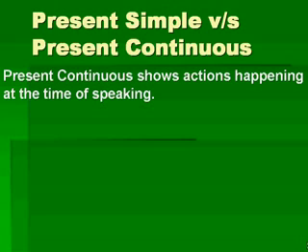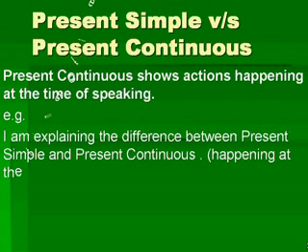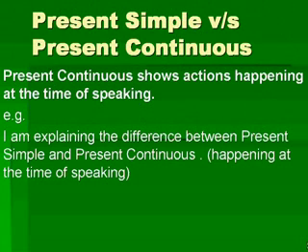So for the time being, we're just learning the usage of present continuous tense showing actions happening at the time of speaking. So for example, I am explaining the difference between present simple and present continuous tense. When I say this sentence, this action is happening at the time of speaking. This action is happening right now. What am I doing right now? I am explaining the difference between present simple and present continuous tense. So this action is happening at the time of speaking.